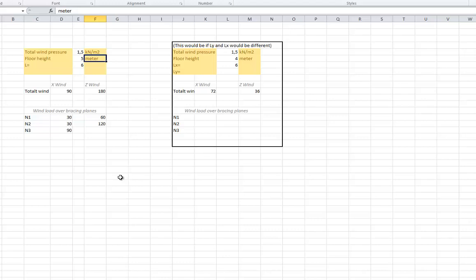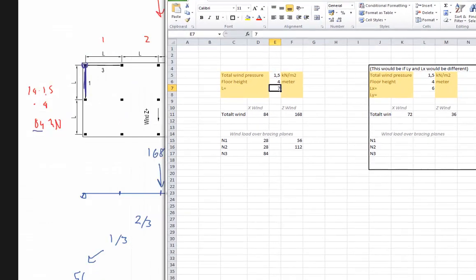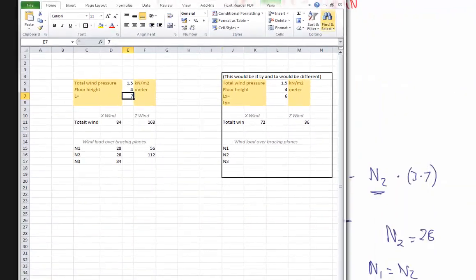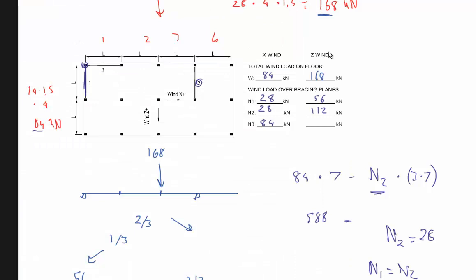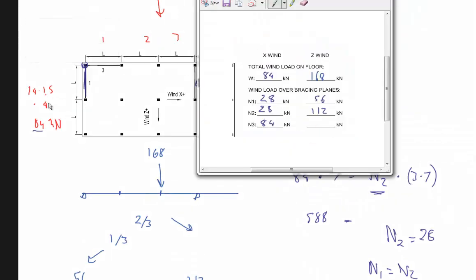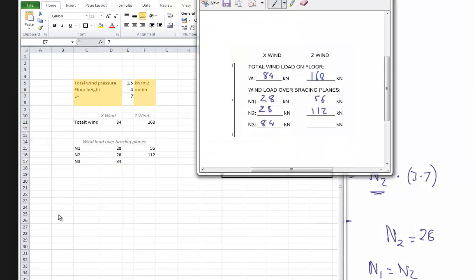So with that, I'm trying to do this and you see how we did. Okay, so this was 4. Let's compare the answers. Snipping tool is a good thing, by the way. So let's do this: 84, 28, 28, 56, 112, and 168.